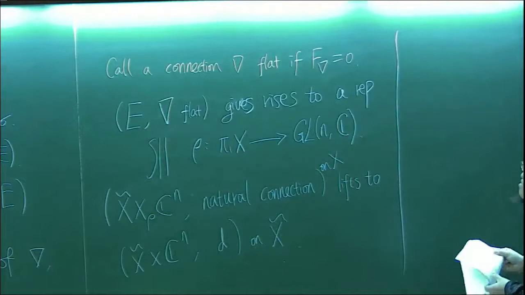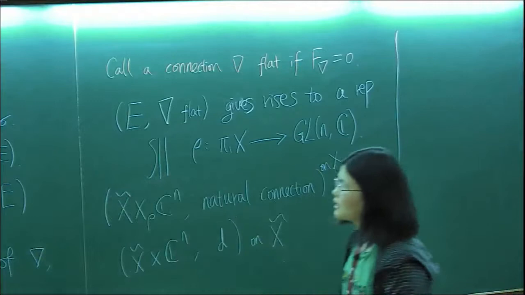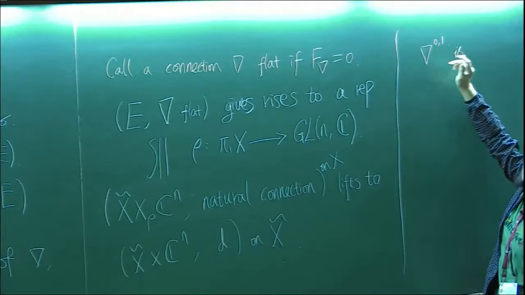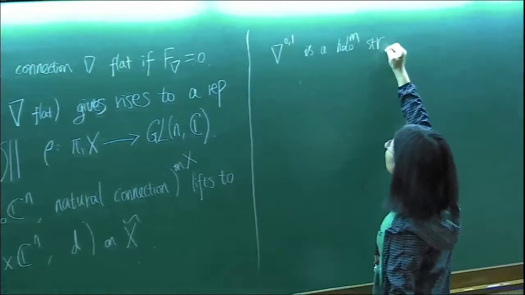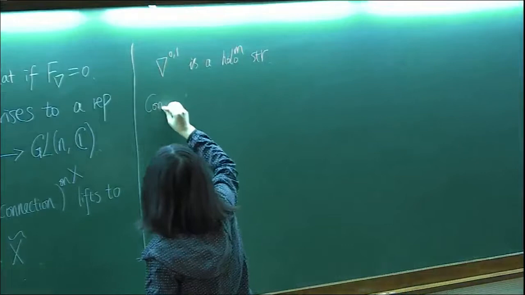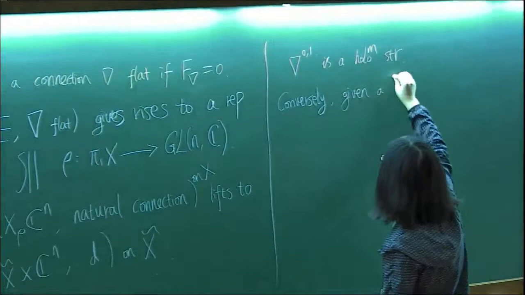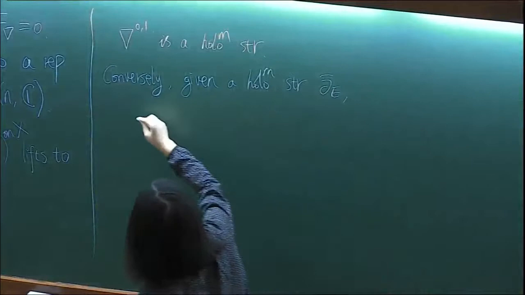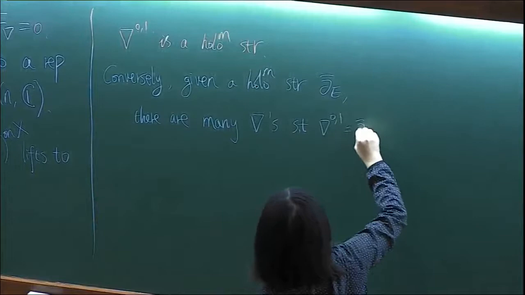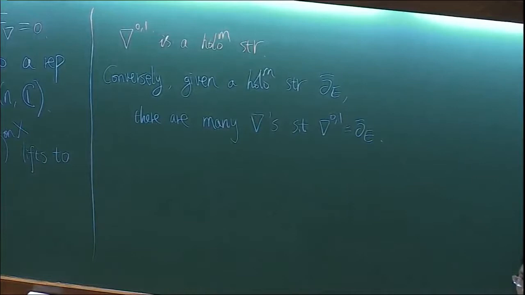And if we look at the connection and the holomorphic structure, we can easily see that we can decompose a connection into a 1-0 part and a 0-1 part. This nabla 0-1 part is naturally also a holomorphic structure. It just means: give me a connection, I can get a holomorphic structure out of it. But conversely, given a holomorphic structure D bar E, there are a lot of connections such that the 0-1 part is D bar E. So there is no right correspondence between connections and holomorphic structures.